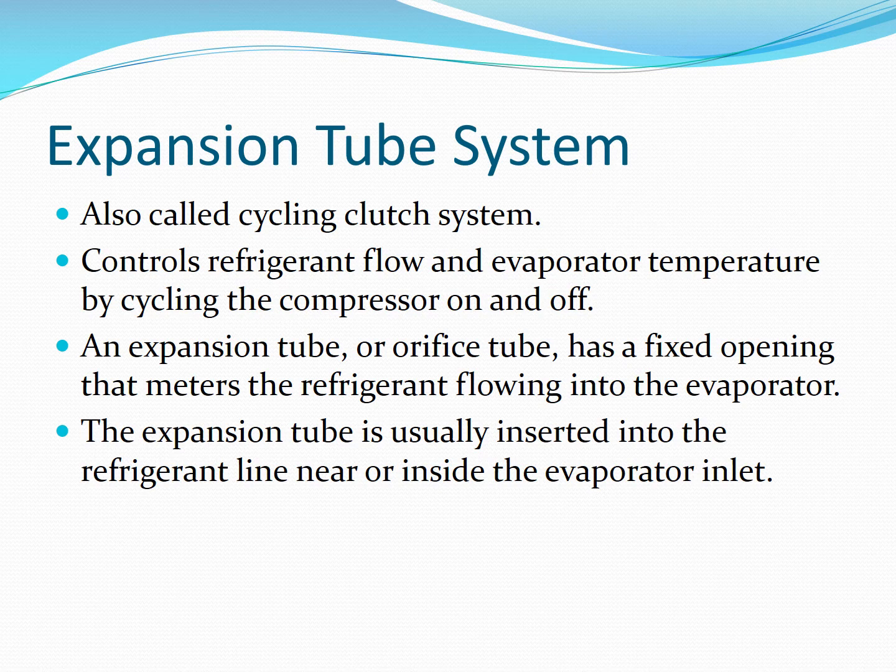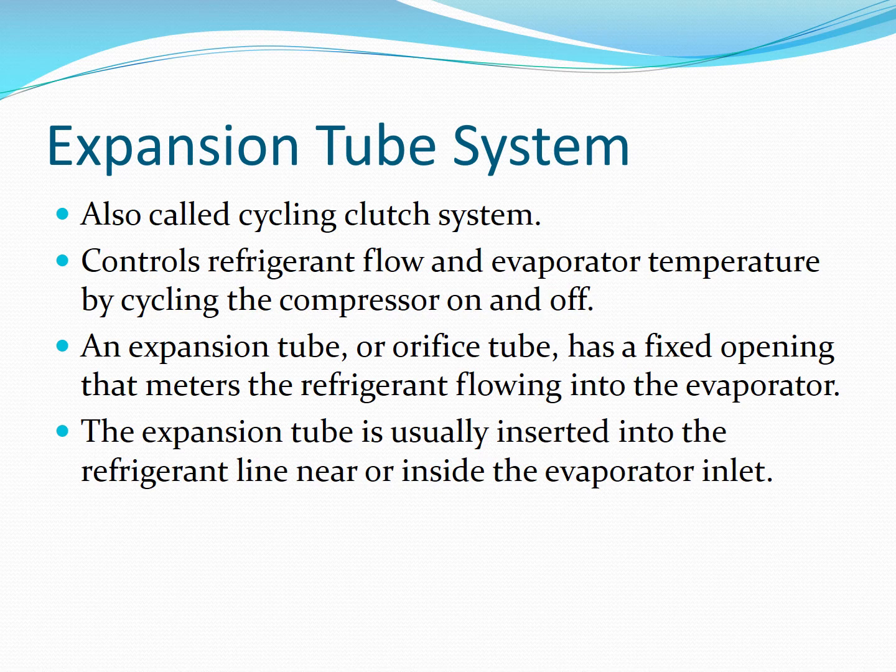If the orifice tube is fixed, that means the only way of controlling the rate of evaporation is to shut off the flow of refrigerant. And so that's how we do it. You're going to either turn off the compressor or turn on the compressor to make the evaporator colder or warmer. On this fixed orifice tube system, it has a fixed opening, and it's going to meter that refrigerant flow into the evaporator. So going back to the propane bottle, either the valve is open or closed.